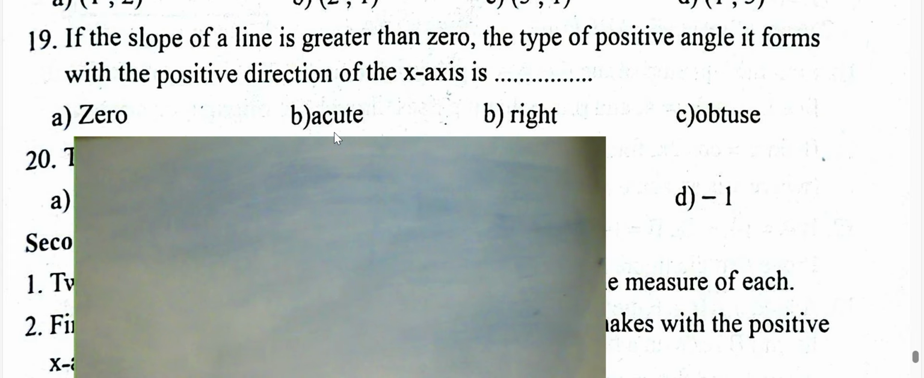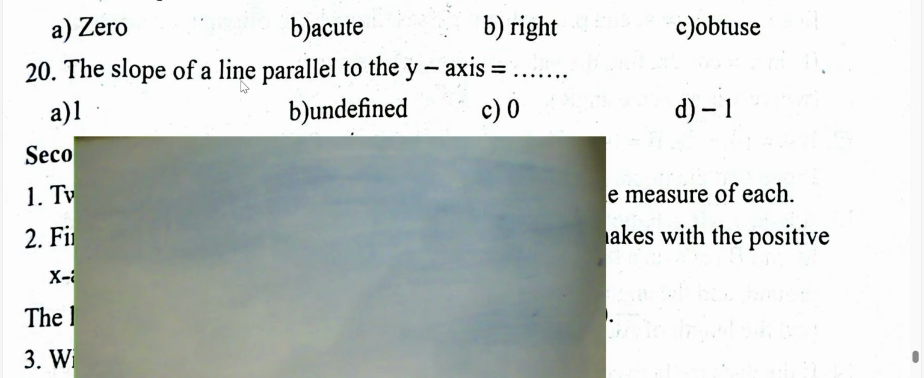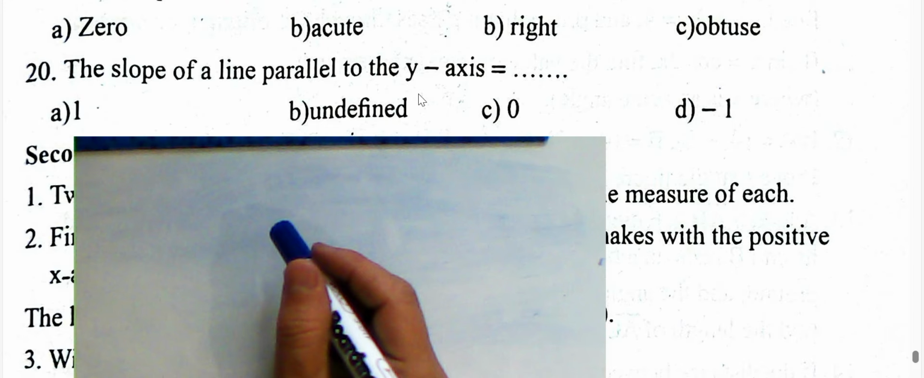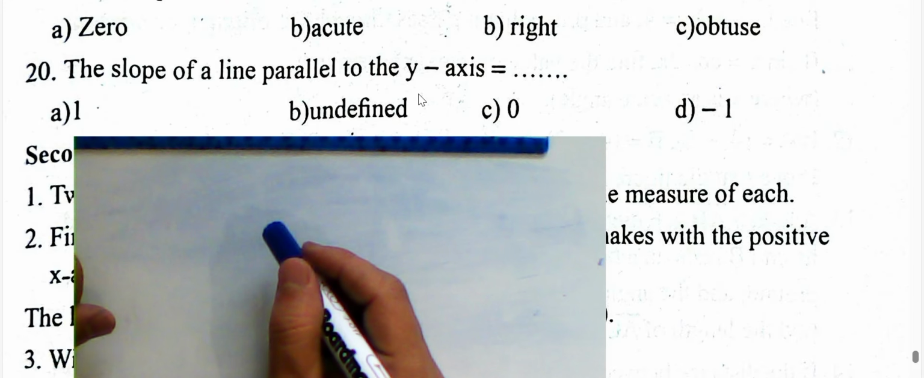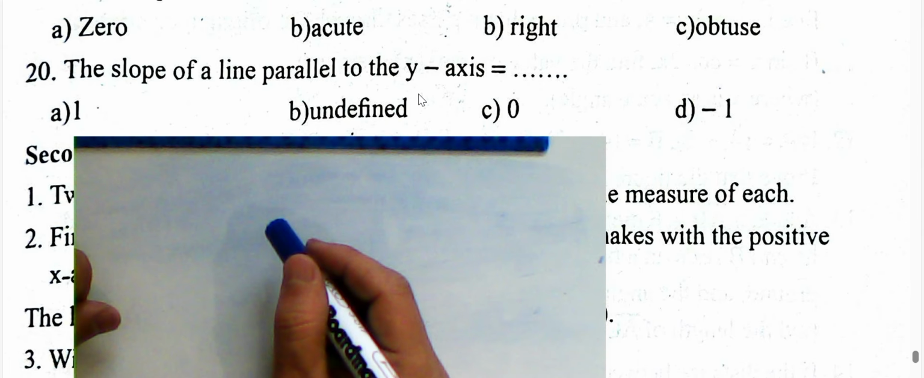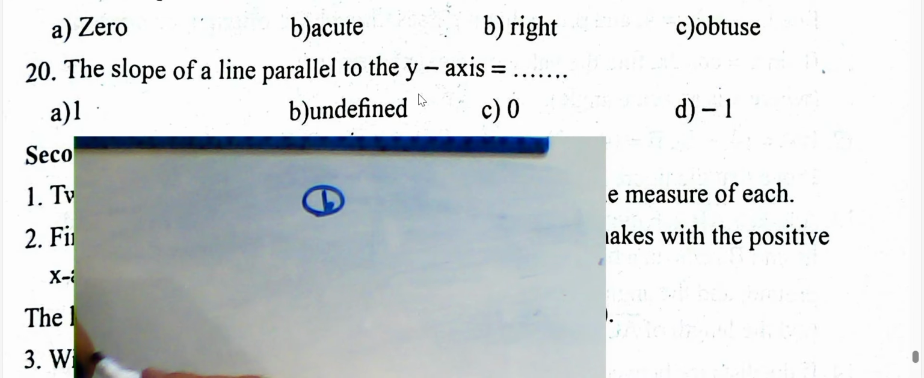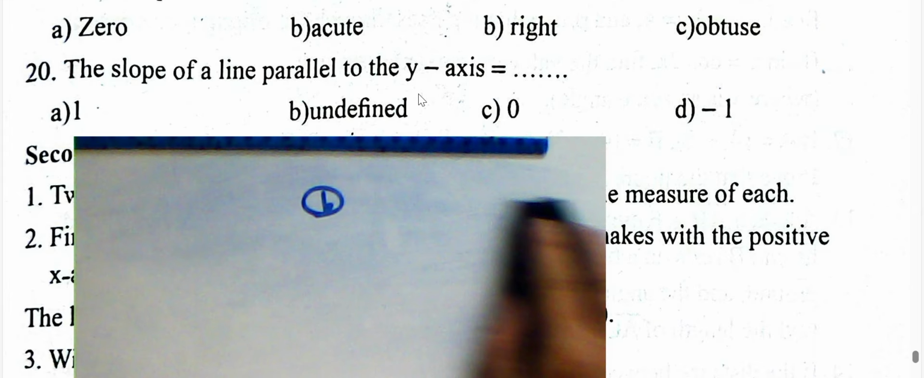Next question. Slope of a line parallel to the y-axis. Parallel to the y-axis, it means the slope will be undefined. Choose letter B. If the straight line is parallel to the y-axis, the slope will be undefined.